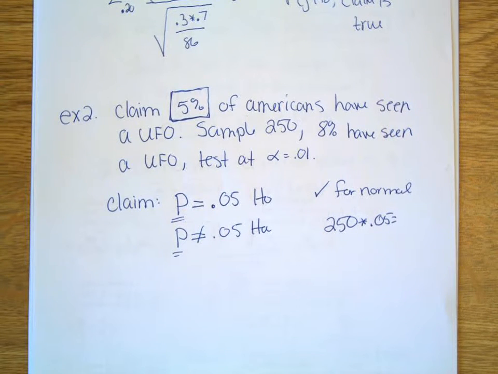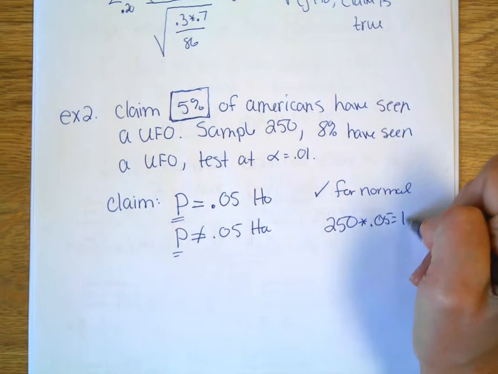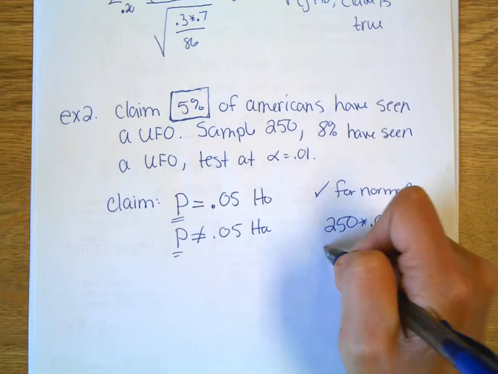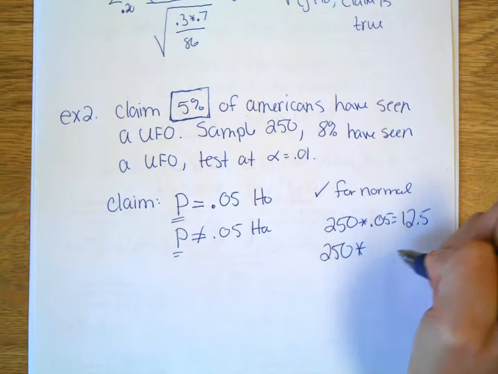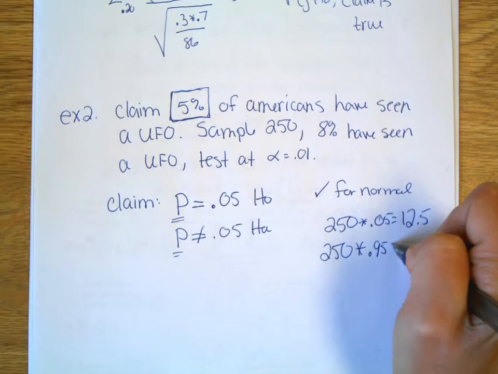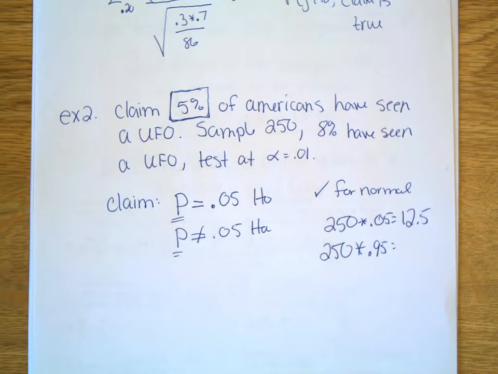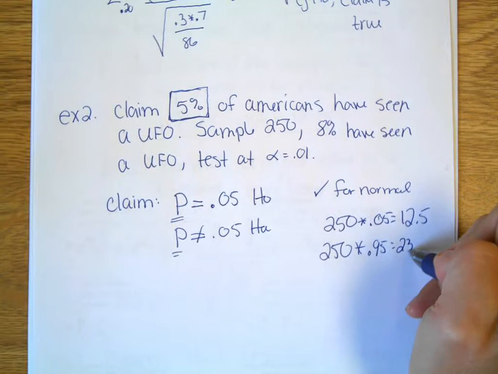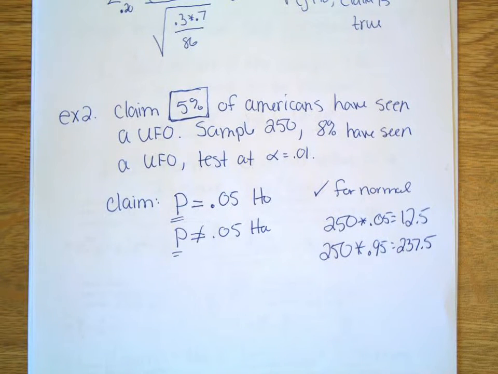Can you do that in your head? 12.5. Wouldn't the next answer just be the same? 12.5, which is over 5. And then it's 250 times what? 95. Seriously? 237.5. I thought it did, but I did 238.5, so I lose.